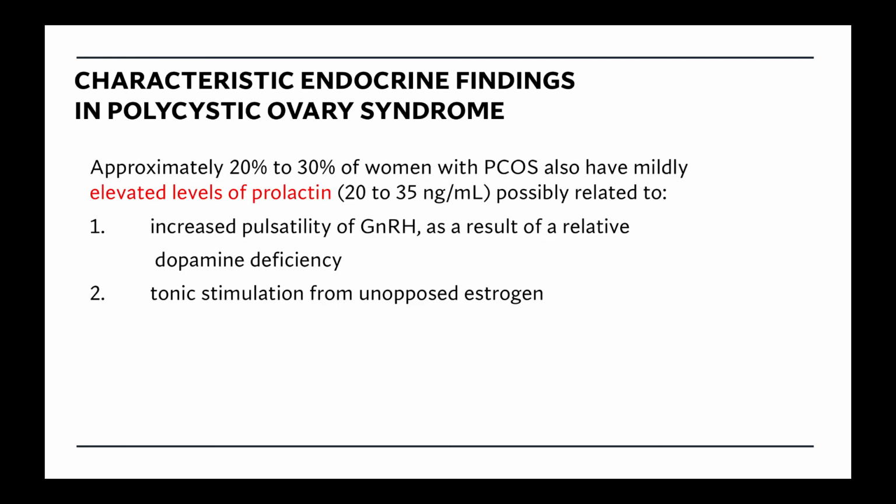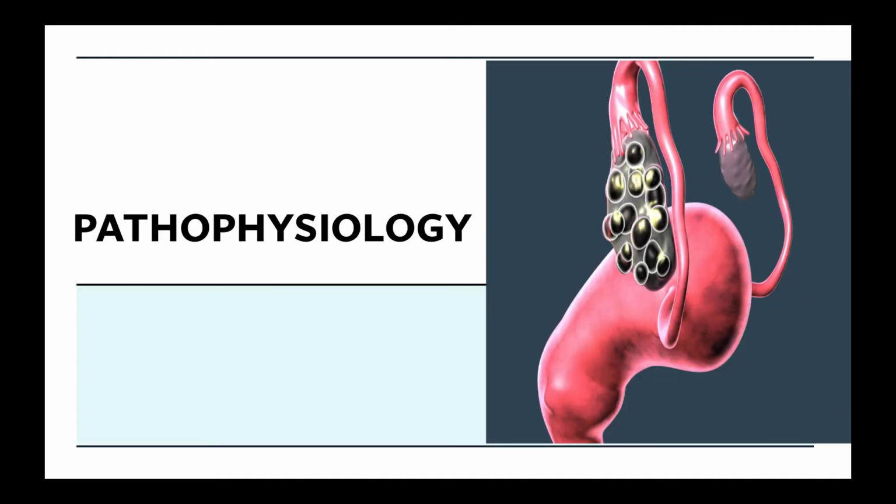Approximately 20 to 30% of women with PCOS also have mildly elevated levels of prolactin, possibly because of increased pulsatility of GnRH and tonic stimulation from unopposed estrogen. Now we go to the pathophysiology of PCOS.